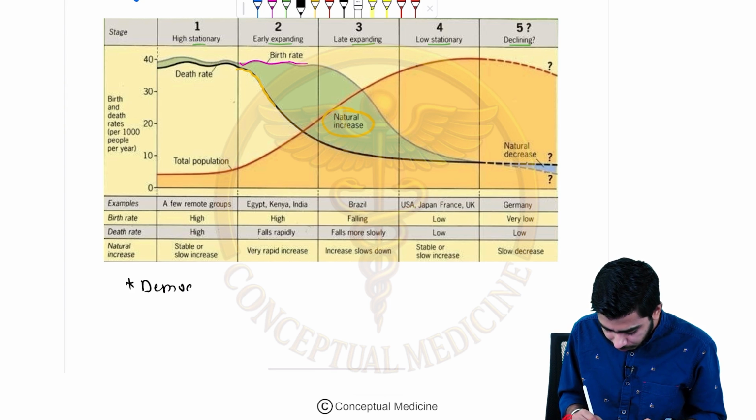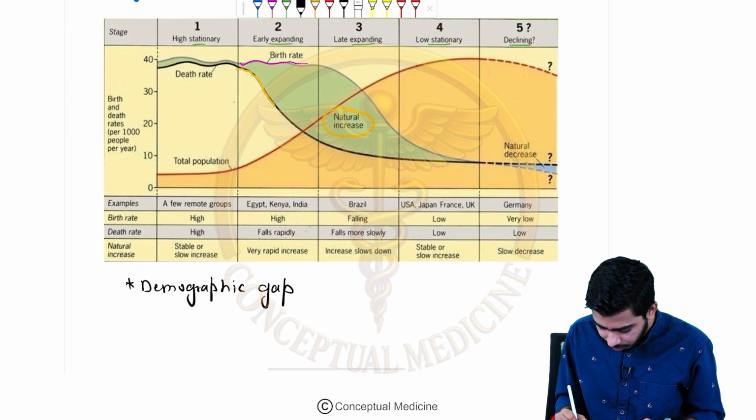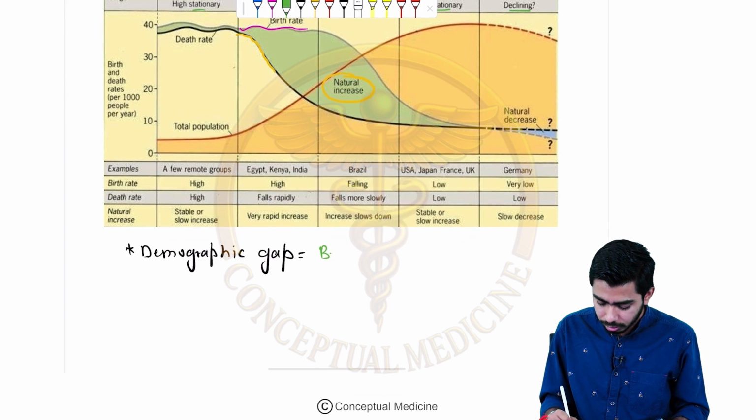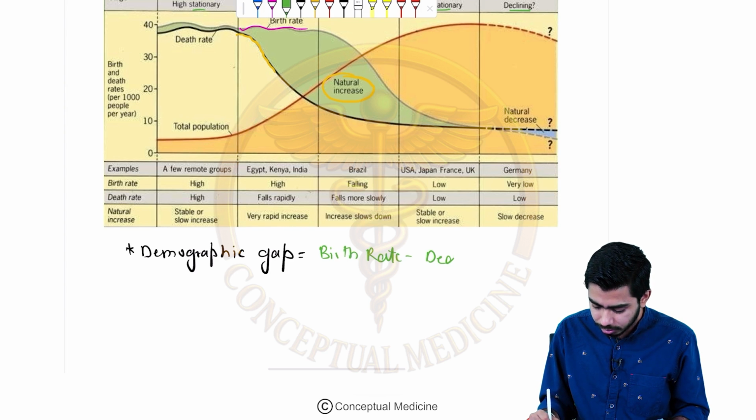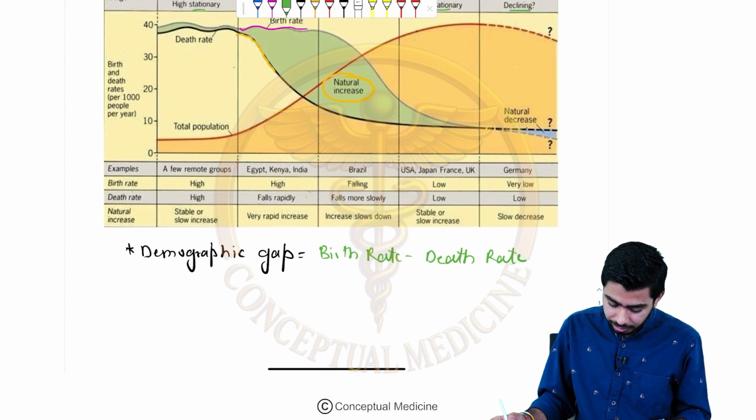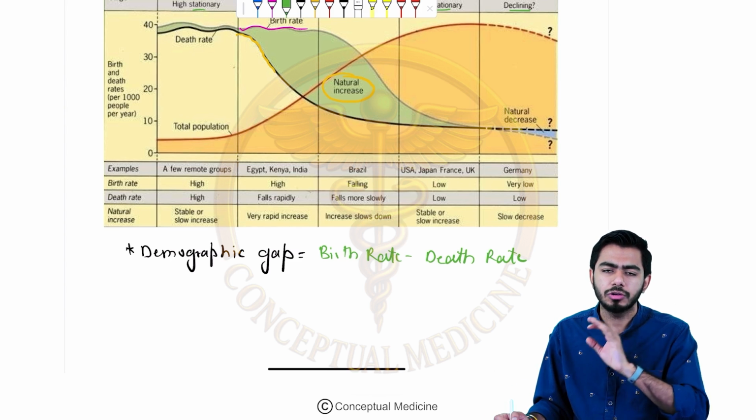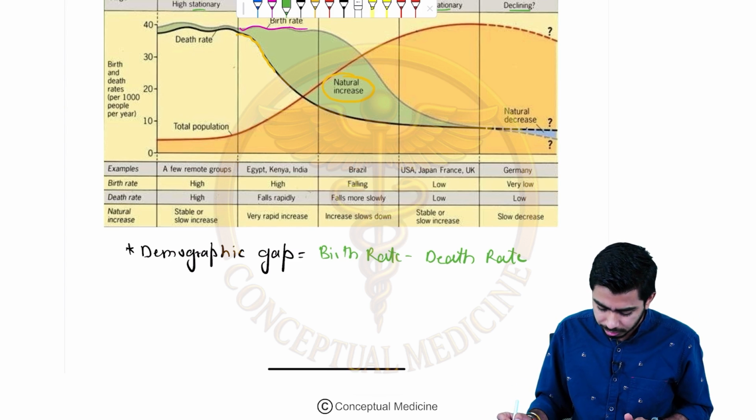Again MCQ. Demographic gap, guys, is the difference between the birth rate and the death rate. So shall I write birth rate minus death rate, because it is the difference between the birth rate and the death rate? Yes, I shall write it like that. So this is the demographic gap: birth rate minus death rate, or the difference between the birth rate and the death rate, right?